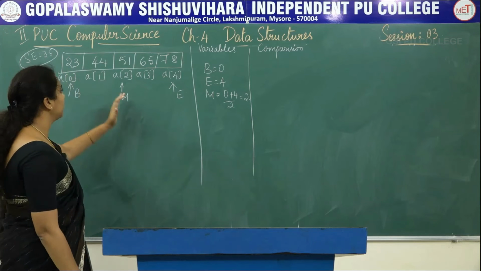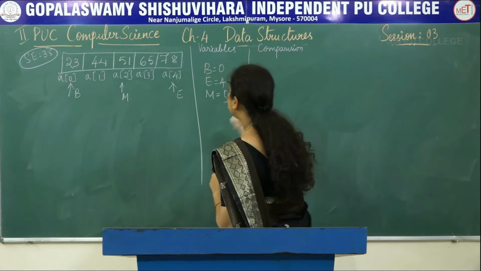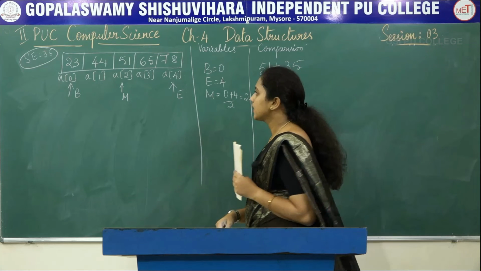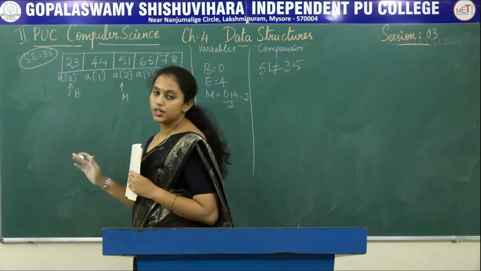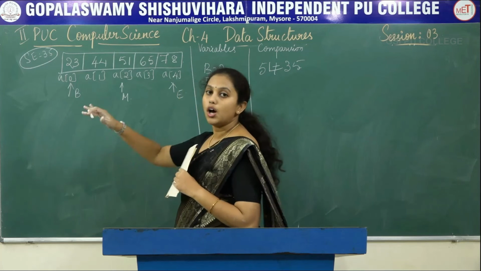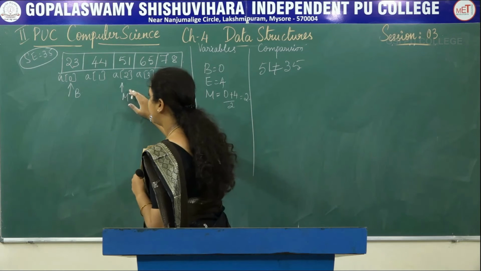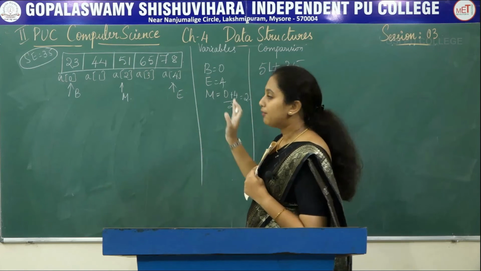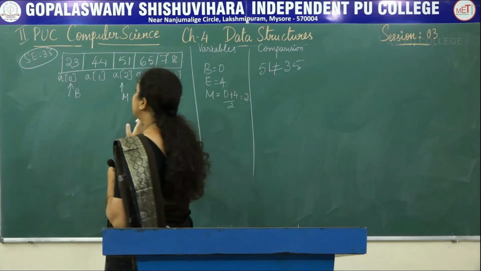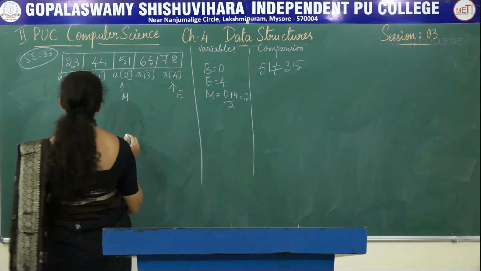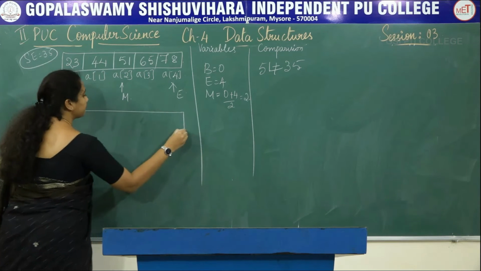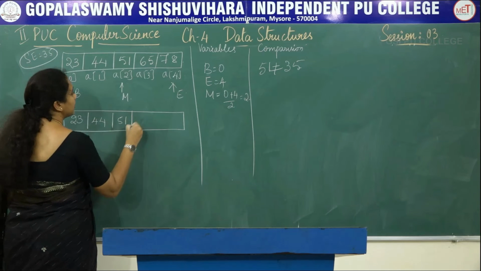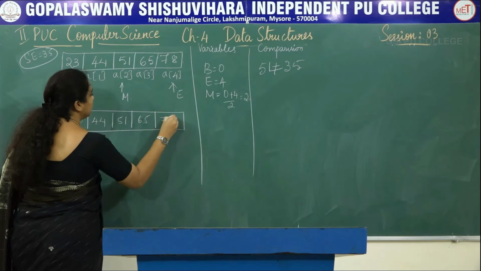So is 35 equal to 51? 51 does not equal 35. Hence we have to check whether the search element value is less than or greater than the middle element value. So 35 is less than 51. We have to search the element towards the left side of the array. 23, 44, 51, 65 and 78.